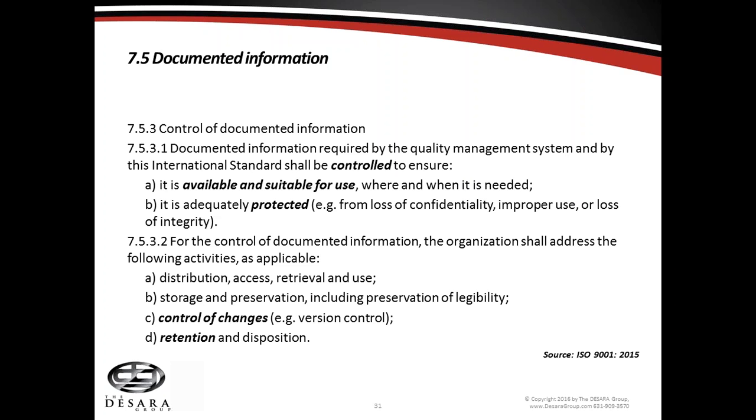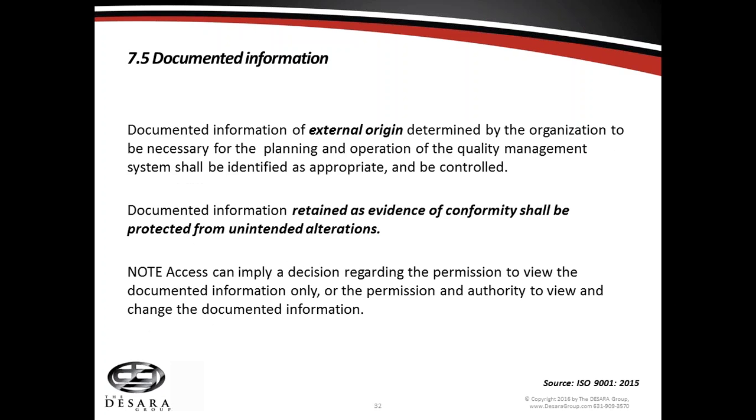And one of the things we're going to tell you to do is to go back and review that. If we continue on, we can look at two or three more sentences that are covered. Nothing new. Again, documented information of external origin: you determine what those are, make sure that they fit into your document control plan, and then retain them as evidence of conformity.